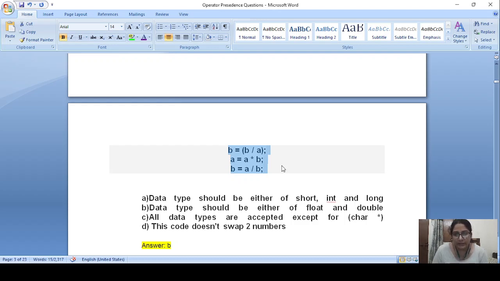So this is the meaning of swapping. The options are: data type should be either of short, int and long; data type should be either of float and double; all data types are accepted except char pointer; this code doesn't swap two numbers. So this is wrong. This code will definitely swap two numbers. Data type should be either of short, int and long.